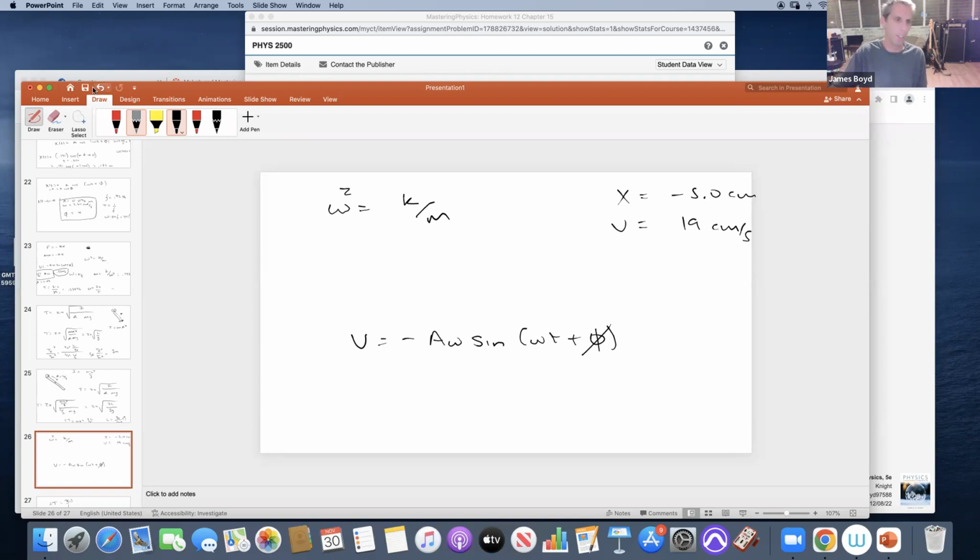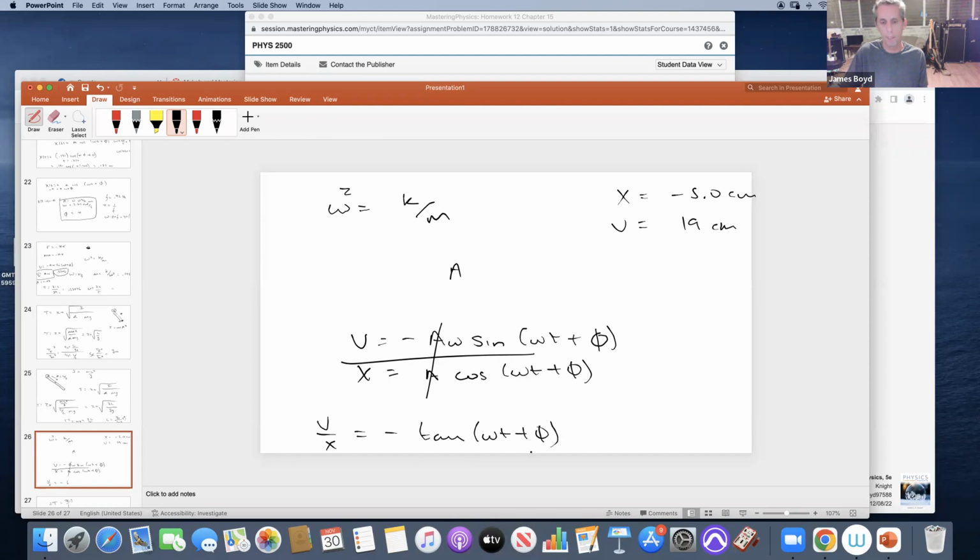So what we can do is the following. We don't need it. I'm just being dumb. I want to show you a cool trick. And we're trying to find A. Now, if I divide v by x, where x is equal to A cos of omega t plus phi, these go away. This becomes v over x is equal to negative tan of omega t plus phi.